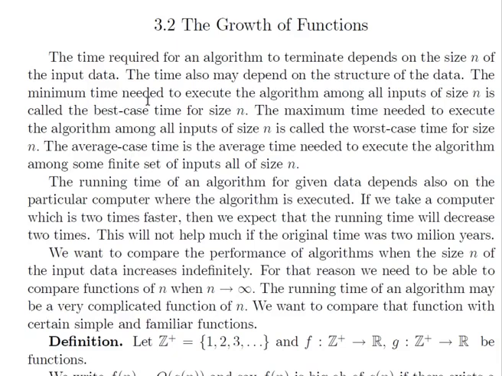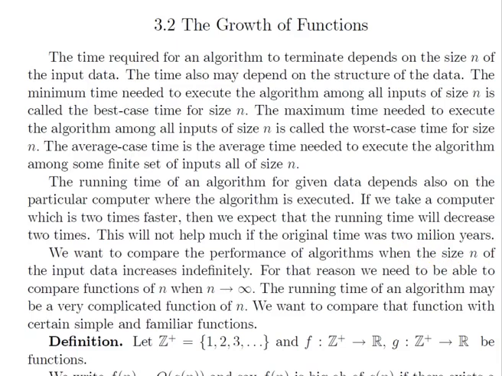The minimum time needed to execute the algorithm among all inputs of size n is called the best case time for size n, and the maximum time needed to execute the algorithm among all inputs of size n is called the worst case time for size n, and similarly we can define the average case time for size n. Usually we are interested in the worst case time for size n.